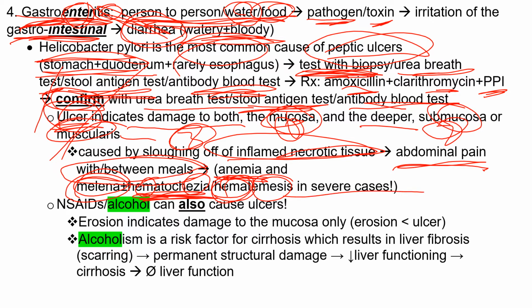Don't forget that it's not just Helicobacter pylori that may cause peptic ulcers, although it does cause roughly 90%, depending on the location. NSAIDs, which are medications like aspirin, non-steroidal anti-inflammatory drugs, or alcohol. Alcohol can also cause ulcers. We saw that alcohol is the most common cause of gallstones and therefore acute and chronic pancreatitis.